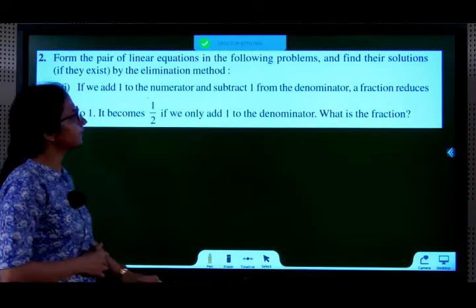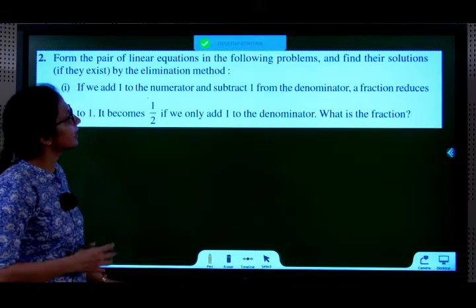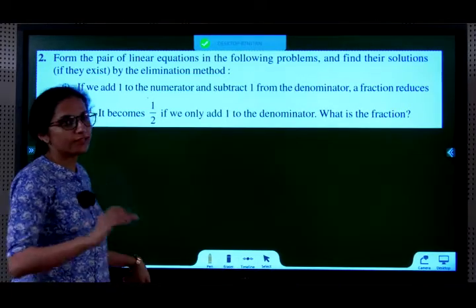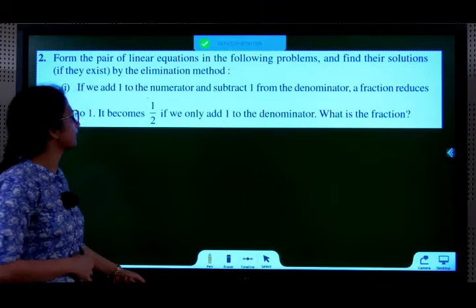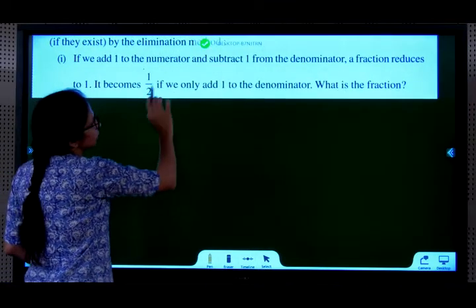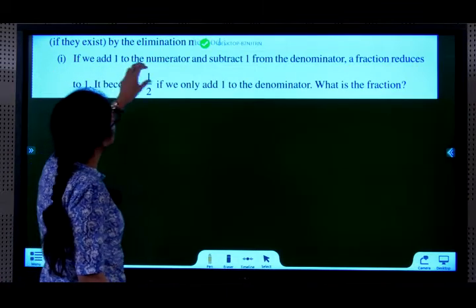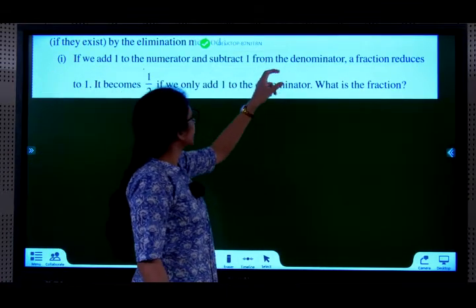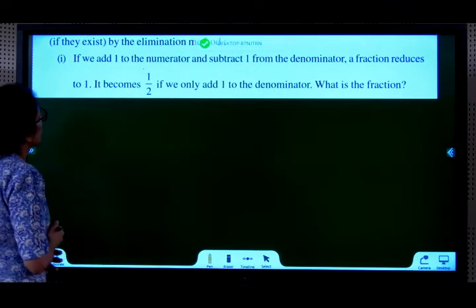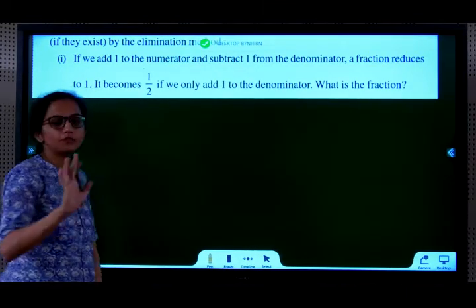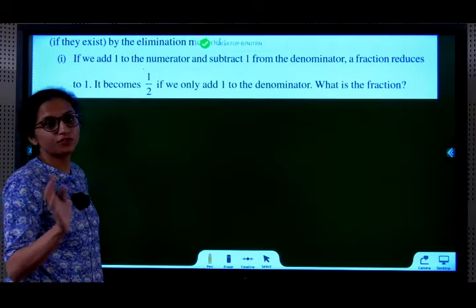Form the pair of linear equations in the following problems and find their solutions, if they exist, by the elimination method. So just solve using the elimination method, that's what they mean. First question: if we add 1 to the numerator and subtract 1 from the denominator, a fraction reduces to 1. First of all, a fraction problem, we've already done one.